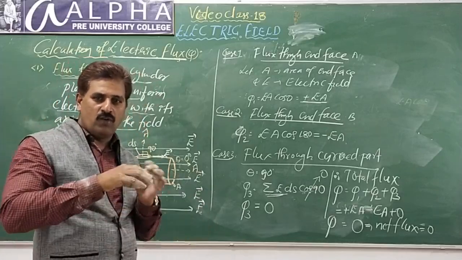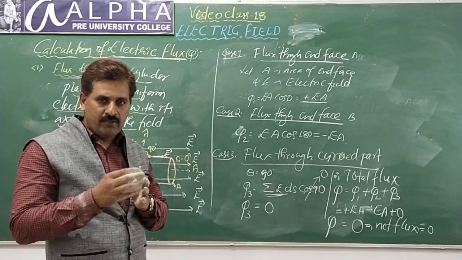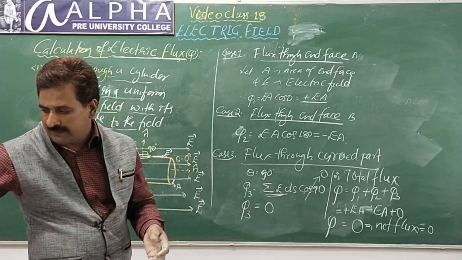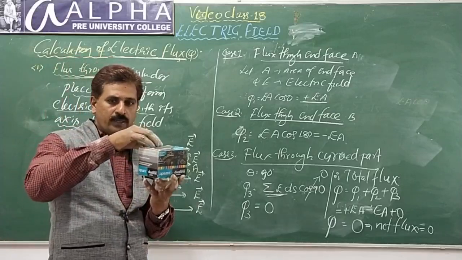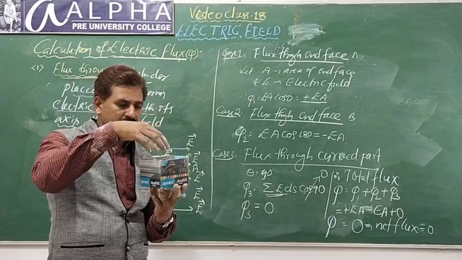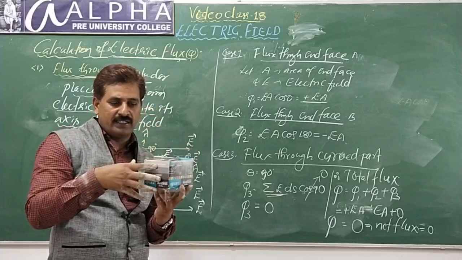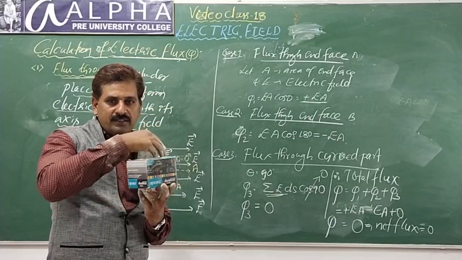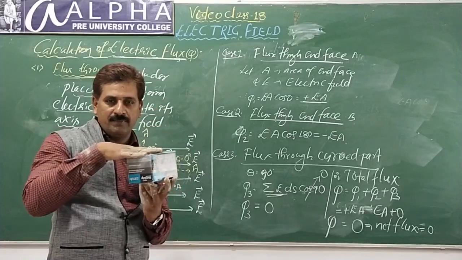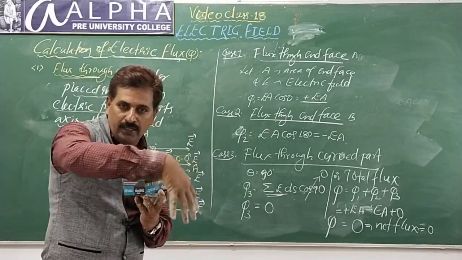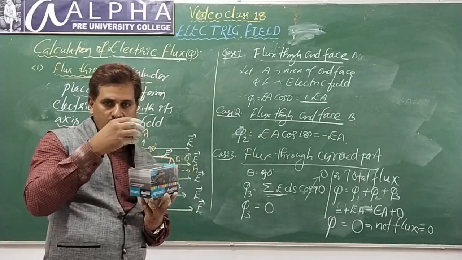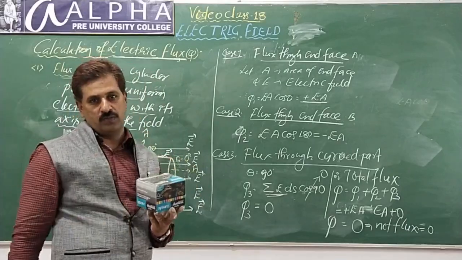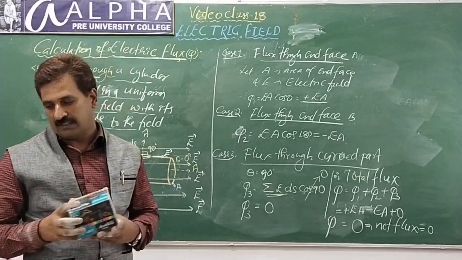Flux equals, for all situations, when charge is enclosed by the surface, whatever be the shape. See, this is a cubical box. You put some charge inside, and find the flux through the entire surface area. There are 6 faces, so the entire surface area is 6 times the area of each, right? If you find the flux through the entire surface area, that will be equal to 1 by epsilon 0 times the charge enclosed. That is the statement of Gauss theorem, right?